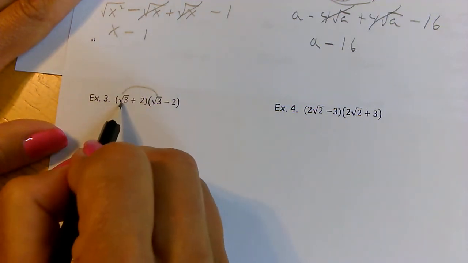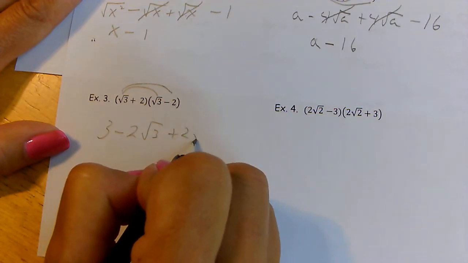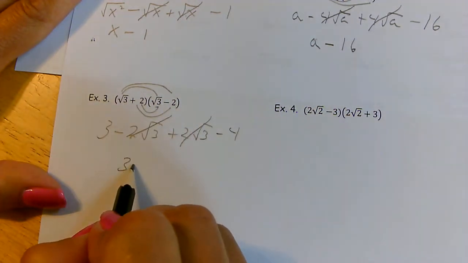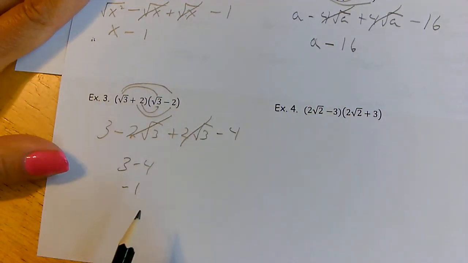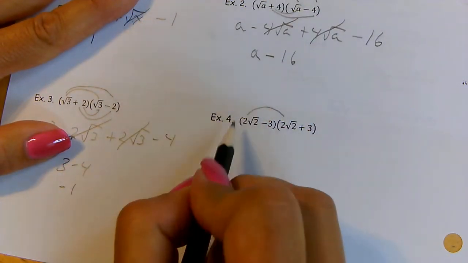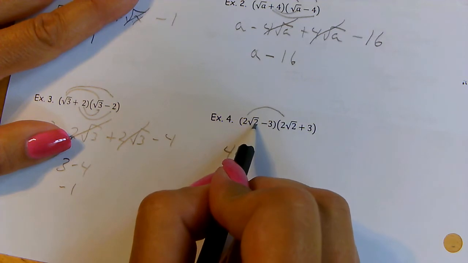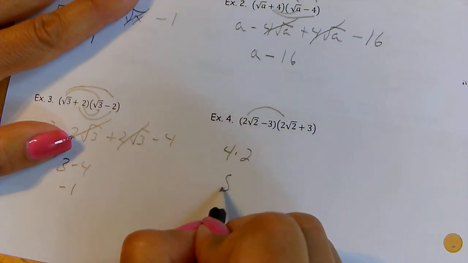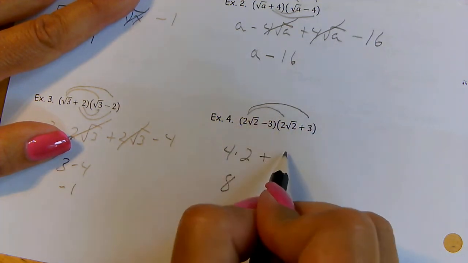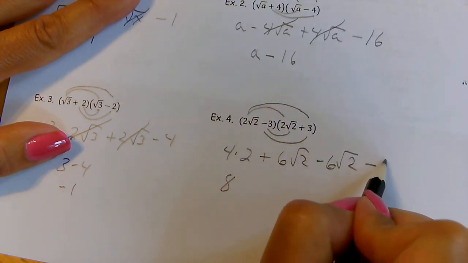So we're going to multiply our FOIL. Square root of 3 times the square root of 3 is 3. Minus 2 square root of 3 plus 2 square root of 3 minus 4. So we're left with negative 1. FOIL, 4 on the outside times just 2, because the square root of 2 times the square root of 2 is 2, so that'll be 8, plus 3 times 2 is 6 square root of 2, minus 6 square root of 2, minus 9.